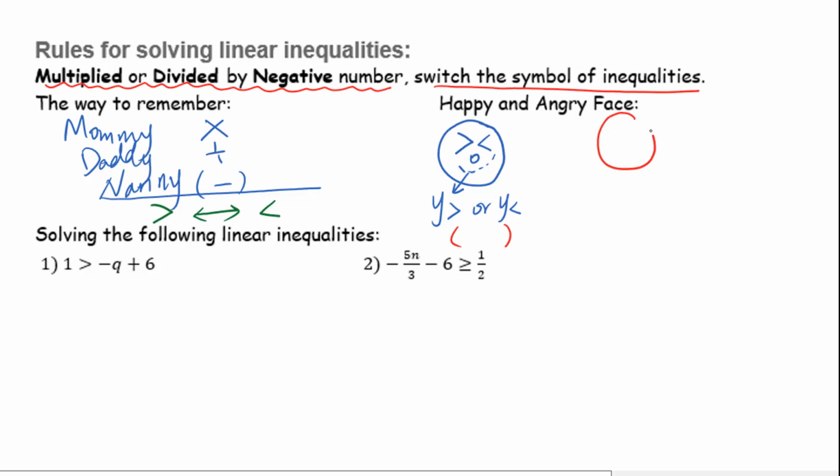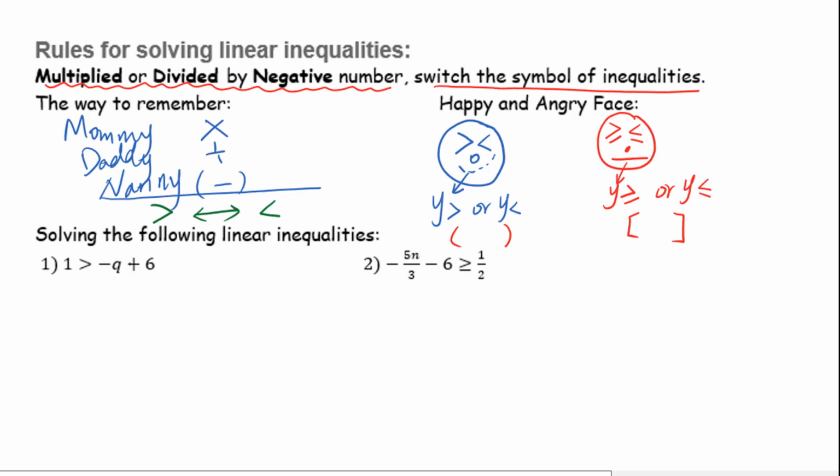Angry face is this: greater than or equal to, less than or equal to. Closed circle, solid line. Solid line means for a linear inequality, y greater than or equal to or y less than or equal to. For interval notation, we use a bracket to show greater than or equal to or less than or equal to. Let's go to number 1.